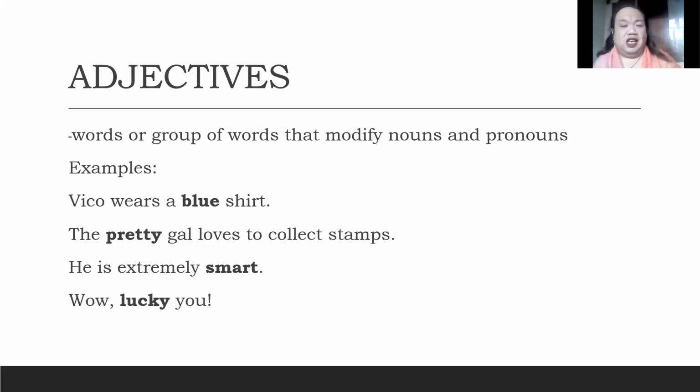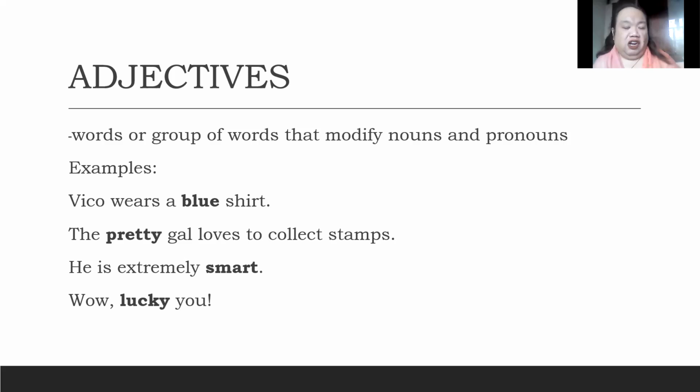Let us look at the examples provided here. The first one is Rico wears a blue shirt. So here, blue is the adjective and it's modifying the noun shirt. Next example. The pretty gal loves to collect stamps. Here, the adjective is pretty and it modifies the noun gal.